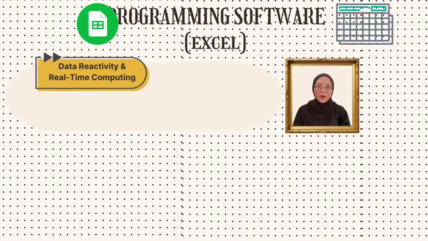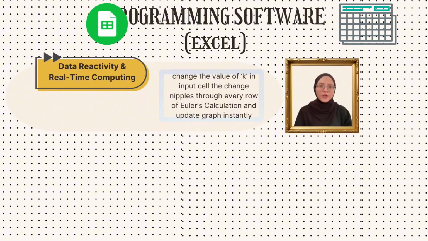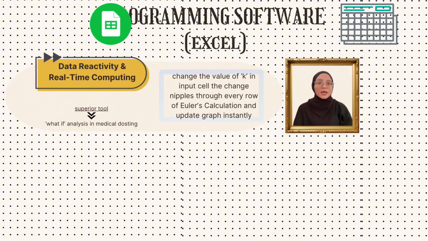One of the biggest advantages of programming in Excel is reactivity. In a standard script, you must rerun the code to see the change. In Excel, the engine is always live. If we change the value of k in the input cells, the change ripples through every row of the Euler calculation and updates the graph instantly. This makes it a superior tool for what-if analysis in medical dosing.